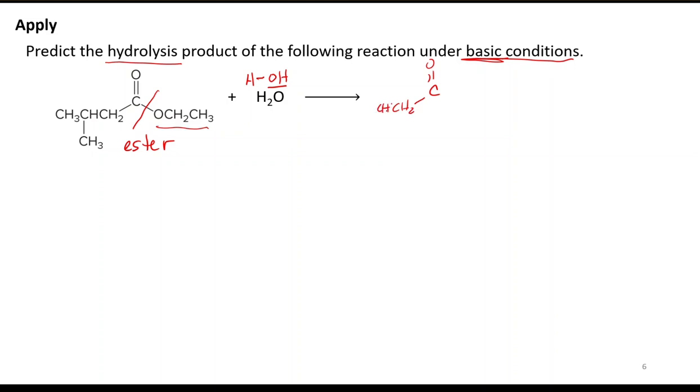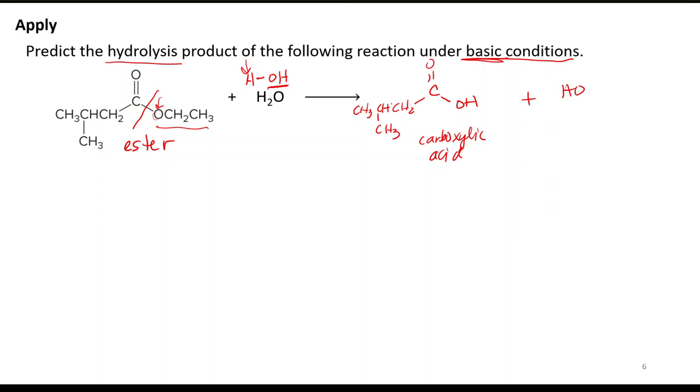So this is what I have right now. The OH of my water is going to bind to that carbonyl carbon to make the carboxylic acid. And then the remaining H of H2O here is going to form a bond with this oxygen there to form our alcohol. So the rest of this alcohol is CH2CH3. So this is my alcohol.